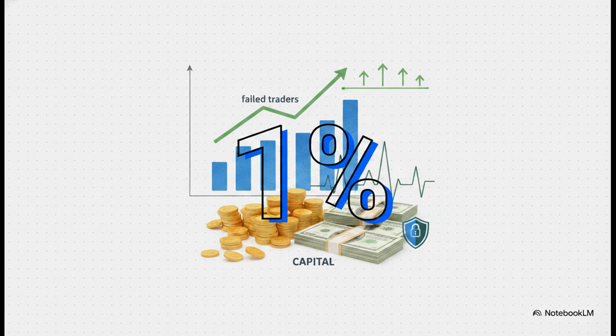To survive, professionals vigorously advocate for the 1% rule. This means you never, ever risk more than 1% of your total trading capital on a single trade. For example, if you have 500,000 rupees, you never risk losing more than 5,000 rupees on a single setup. This ensures that even if you hit a terrible losing streak, say you take 10 losses in a row, you still have 90% of your capital perfectly intact to fight another day.